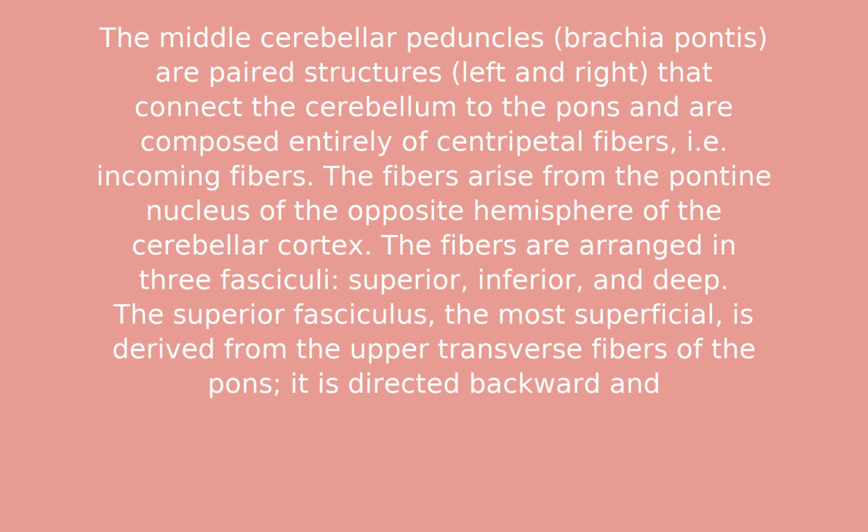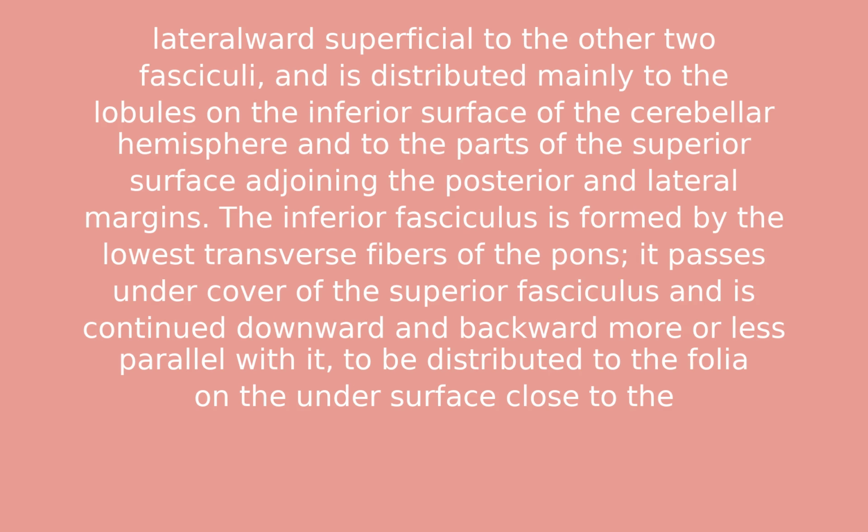The superior fasciculus, the most superficial, is derived from the upper transverse fibers of the pons. It is directed backward and lateral, superficial to the other two fasciculi, and is distributed mainly to the lobules on the inferior surface of the cerebellar hemisphere and to the parts of the superior surface adjoining the posterior and lateral margins.